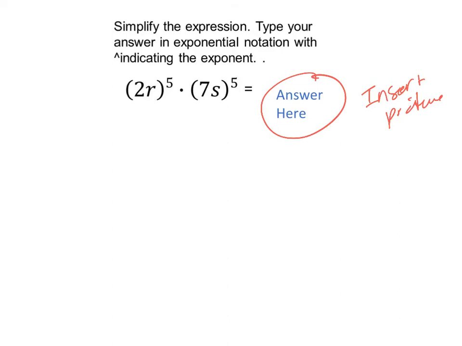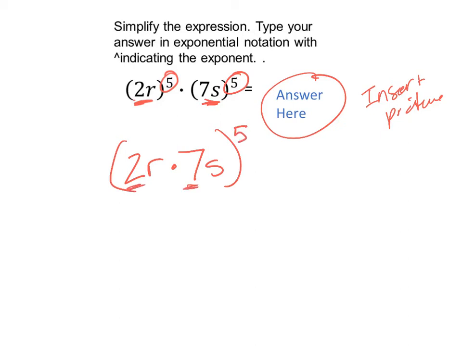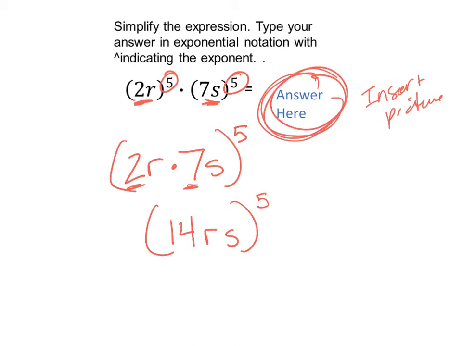All right, so I have different bases but same exponent. So I am going to write it like this. And then I am going to multiply my coefficients. 7 times 2 is 14. R, S, and all of that is raised to the 5th power. And you have to have your parentheses. So if you're inserting your picture, go ahead and insert your picture. If you are just inserting your text here, make sure you delete where it says answer here, parentheses, 14RS, close parentheses, up caret, then a 5.